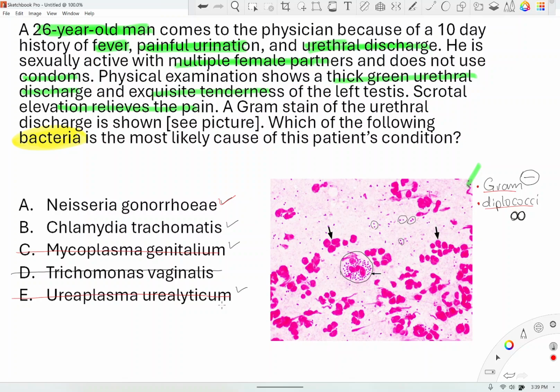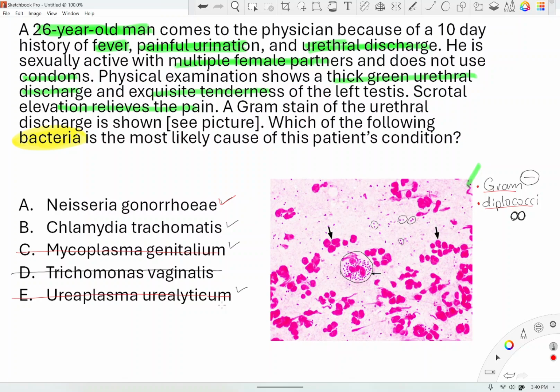A and B both are very common causes of STD in young men and women, especially those who don't take precaution, who are sexually active with multiple partners, like this person is. He doesn't use condoms and he's sexually active with multiple female partners. Okay, so this would help us.